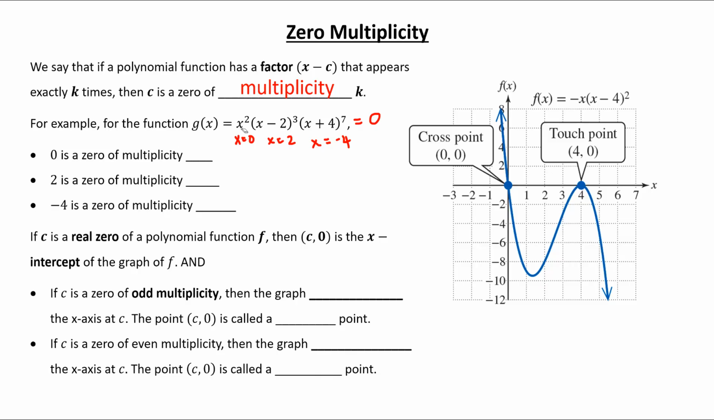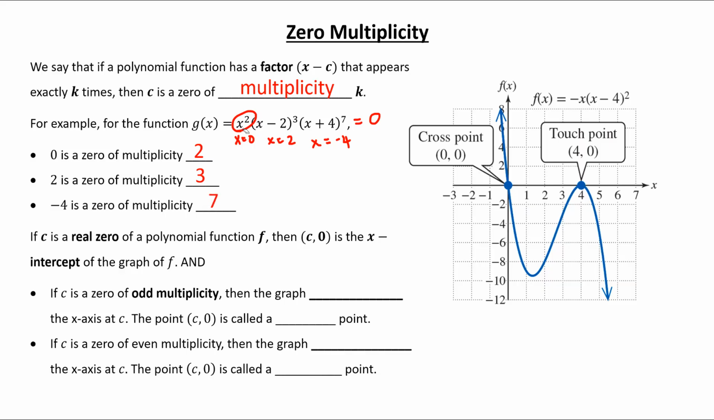We would say that 0 has a multiplicity of 2 because there are two factors that represent that 0. And then when x is 2, we call that a 0 of multiplicity 3. And then for negative 4, there are 7 factors of x plus 4. So that means that negative 4 is a 0 of multiplicity 7.